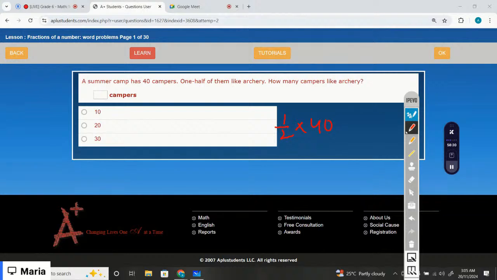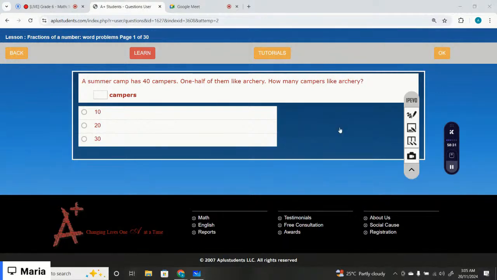You have to do numerator and denominator. Very good. That is 20. 40 times 1 is 40, 2 times 1 is 2. So that would be 20. The correct option is option number 2, 20.